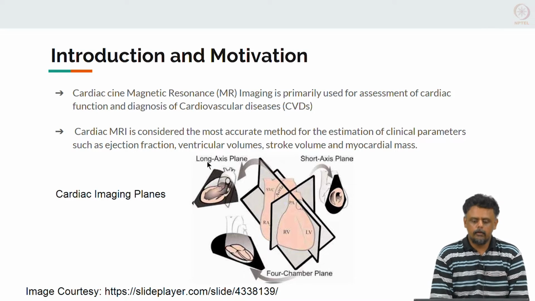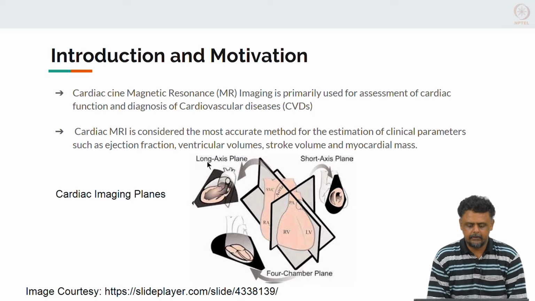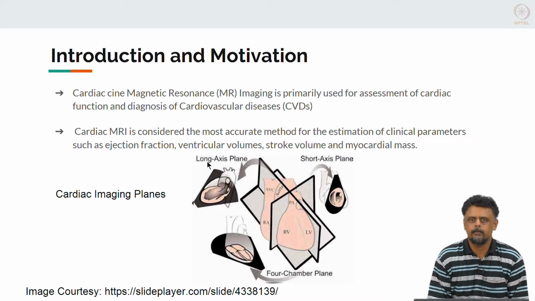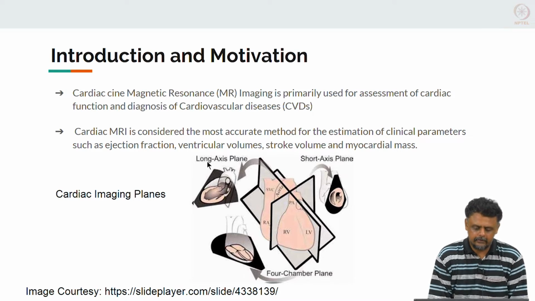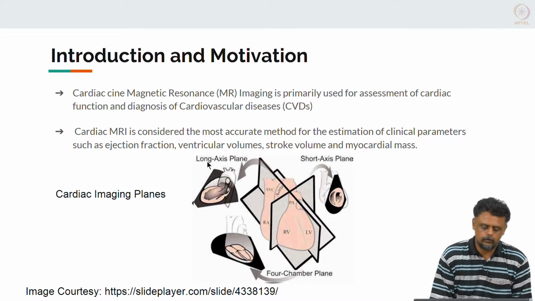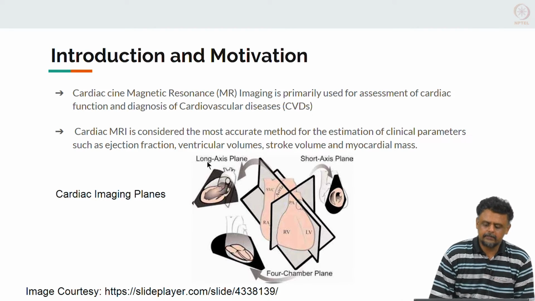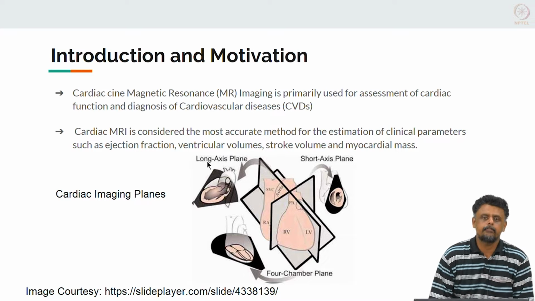So, you are all familiar with magnetic resonance imaging; if not, you can just look it up on the web, there are some resources. The physics of how it operates is an entire course by itself, but for the sake of these slides, you can just look at what it is used for. So, magnetic resonance imaging is one of the main tools for assessment of cardiac function. Okay. Cardiac function means function of your heart.